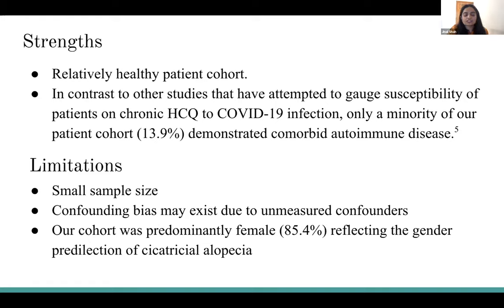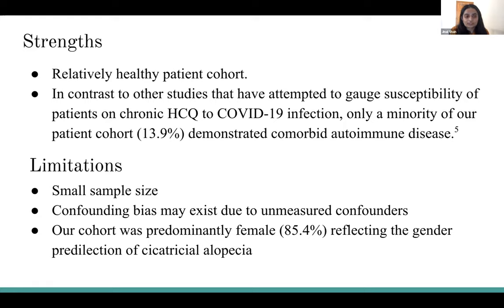And so the strength of our study is that we had a relatively healthy cohort. By the time we were doing this study, the other similar studies that attempted to look at the effect of chronic hydroxychloroquine on COVID-19 had a majority of their patients with autoimmune disease, whereas only 13% of our patients had autoimmune disease.